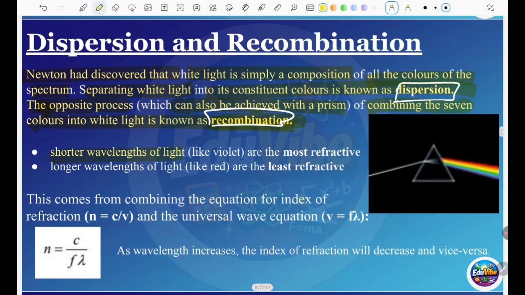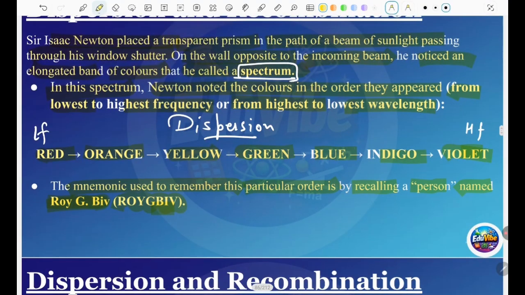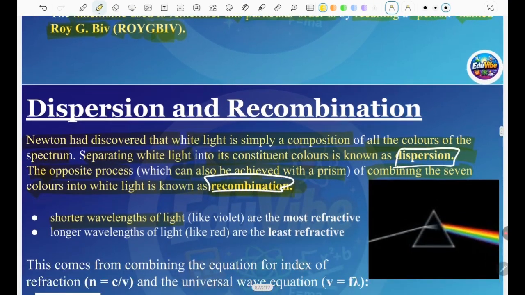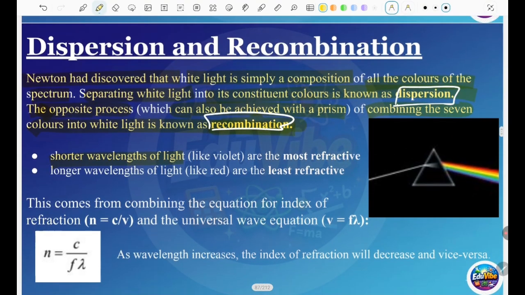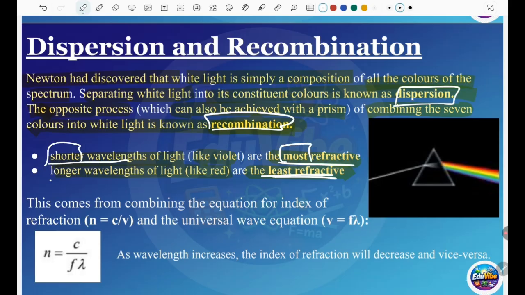Since the order runs from highest to lowest wavelength, violet has the shortest wavelength and red has the longest. The shorter wavelengths of light, like violet, are the most refracted. The longer wavelengths, like red, are the least refracted. Wavelength tells you about the refraction: shorter wavelength is most refracted, longer wavelength is least refracted.